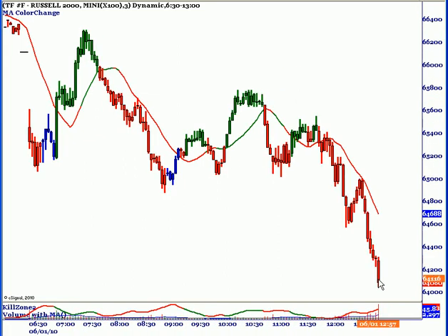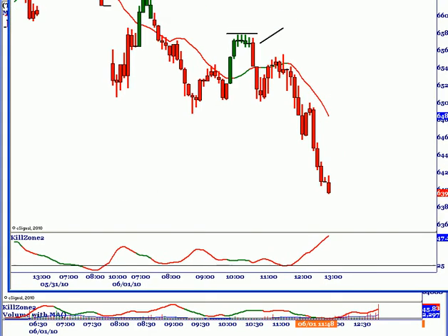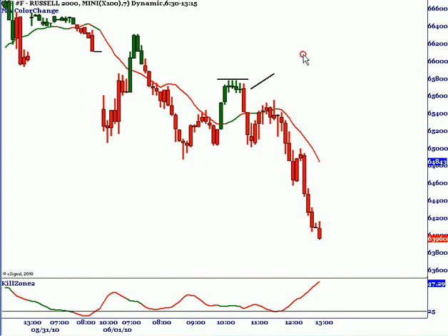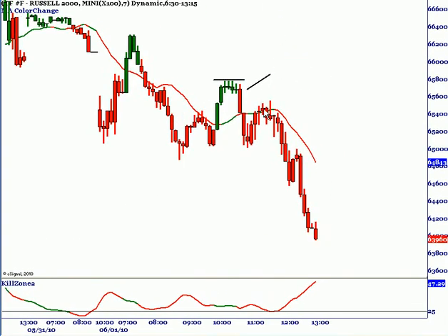Inside the 7-minute and the 10-minute, we get 3-minute green bars as it pulls up right here based off this prior down move. The 7-minute chart stays red even on this move up. So what we want to do is use the 7-minute or the 10-minute and only trade the 3-minute in that direction. We're always trading the direction of the bigger pattern.